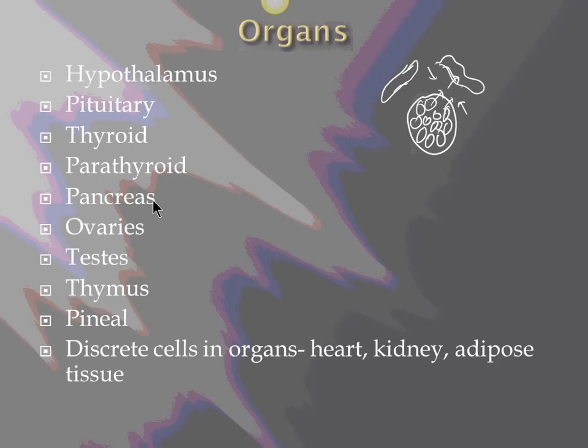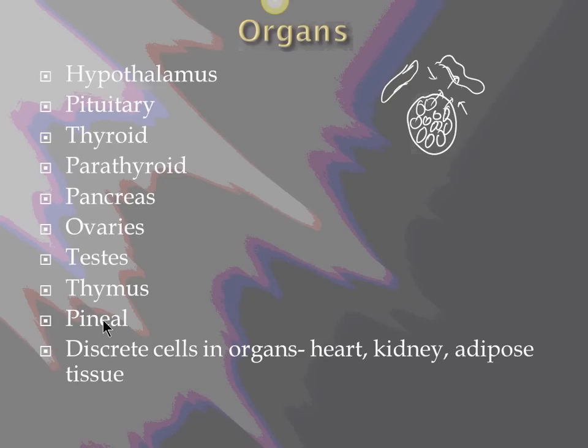So the pancreas was both endocrine and exocrine. The ovaries and testes are the gonads. Thymus, we did in the lymphatic system, produces thymosin, thymopoietin, and has to do with the maturation of T lymphocytes. Then we have another gland called the pineal gland, which is part of the brain. And we'll see that this secretes an important hormone which has to do with your sleep-wake cycle, your diurnal rhythm.